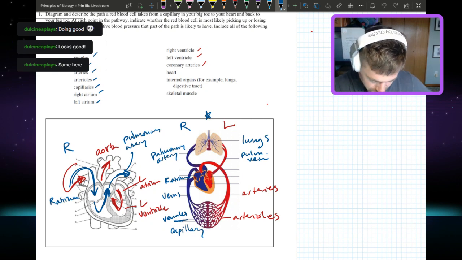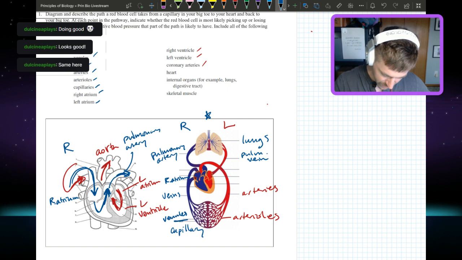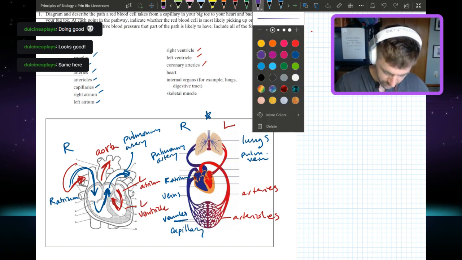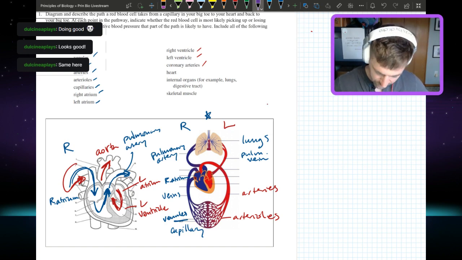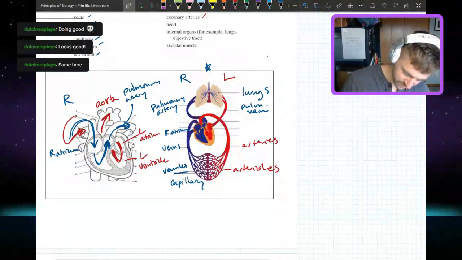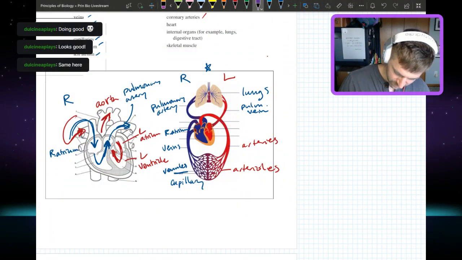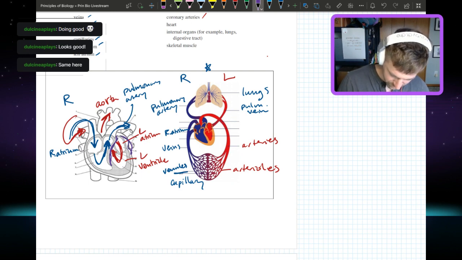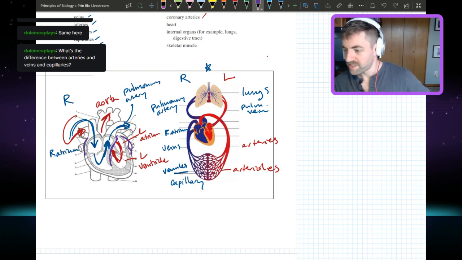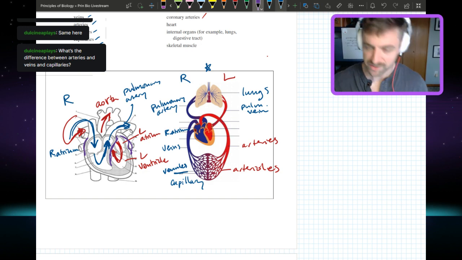And I guess that would be these. I'm going to try purple. Do I have a better diagram? Not really. There are smaller ones, giving the heart a hug. What's the difference between arteries and veins and capillaries? I'm so glad you asked.